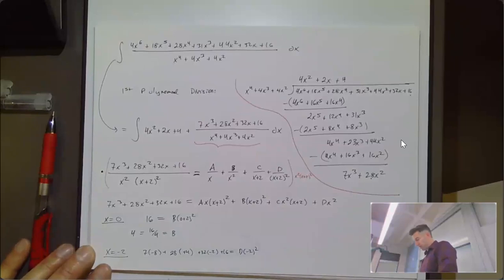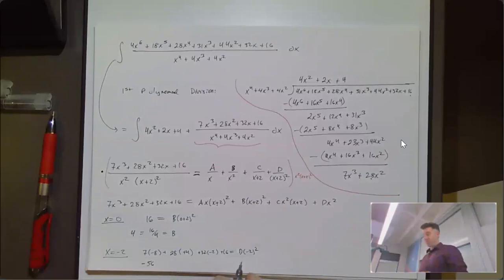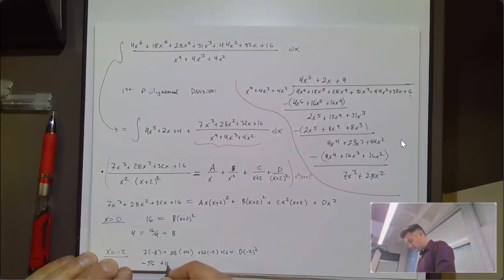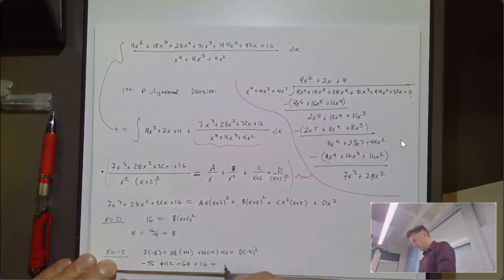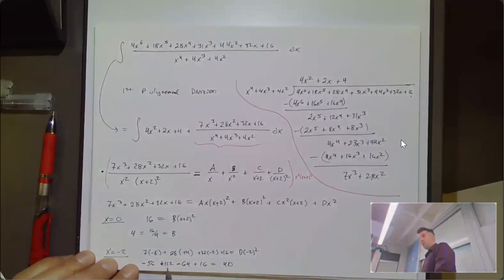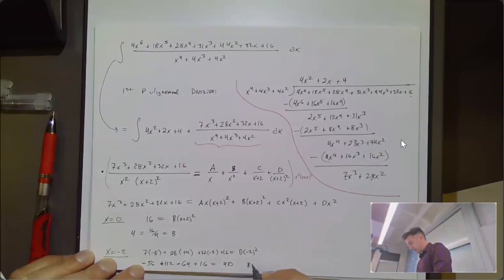Simplifying this, 7 times -8 is -56. 28 times 4 is 28 times 2, which is 56, times another 2 is 112. This would probably be a good time to use a calculator. -56 plus 112 is 56. 56 minus 64 is -8. Plus 16 is 8. So I get 8 equal to 4D, so 2 is equal to D.